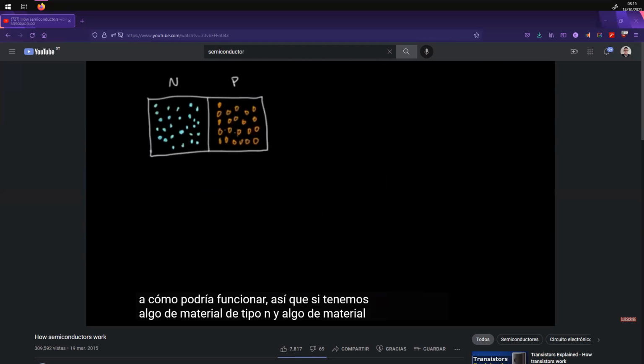So let's take a look at how that might work. If we have some N-type material, we've got the holes in here, and we have this depletion region here in the middle.